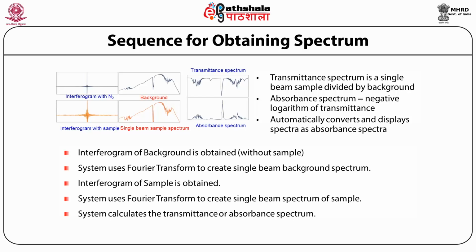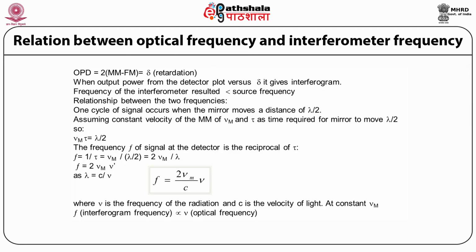the molecule. We discuss the relationship between the optical frequency and interferometer frequency. OPD equals 2 into (Mm minus Fm) equals sigma, the retardation. When output power from the detector is plotted versus sigma, it gives the interferogram. The frequency of the interferometer is less than the source frequency.